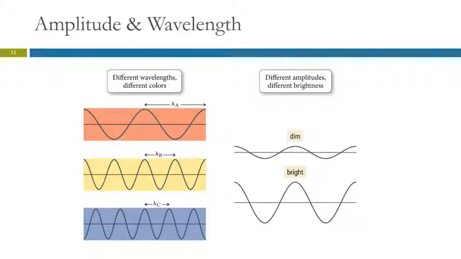So our eyes and brains perceive differences in wavelength as different colors. Here we have 2 different waves, but they have the same wavelength, just different amplitudes. So light like this would be the same color, but one is brighter than the other.